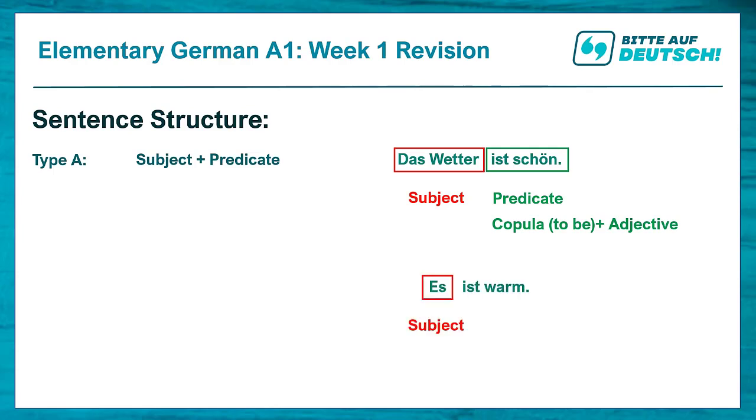Furthermore, another example would be the sentence Es ist warm. Here, instead of a noun as a subject, we use a pronoun as the subject, which is exactly the function of a pronoun. It can replace a noun in its function in a sentence. So es is the subject of the sentence. Ist warm, again, is going to be our predicate, consisting of the copula to be, and again, an adjective. So we have two different examples of sentence structure type A, subject plus predicate.